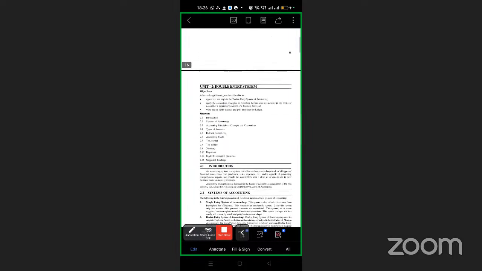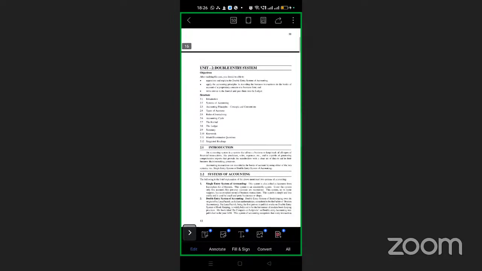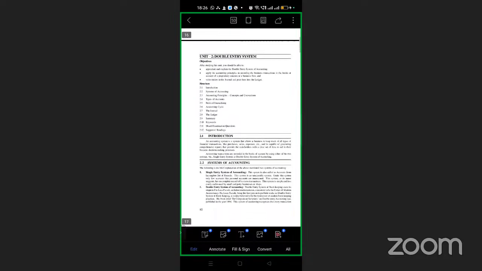So that is about the introduction part. Now comes the double entry system. For example, take a vegetable vendor who starts his business in the morning. He goes to the market, purchases the vegetables, and starts selling in every street.